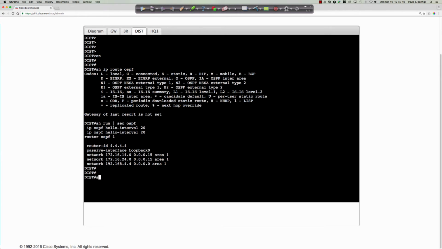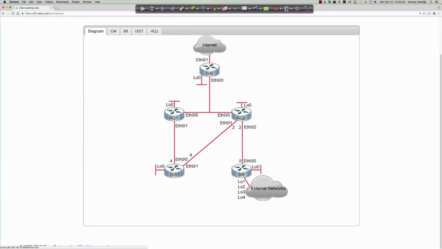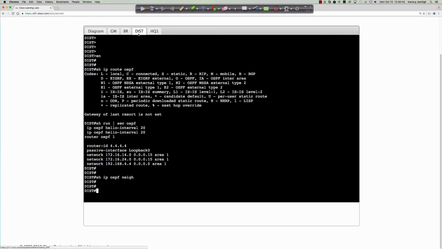The distribution router, show ip ospf neighbors. Yeah, so nothing going on here with router 4. So my guess is if we looked at HQ, and HQ has 2 interfaces, Ethernet 0/1. So let's take a look on HQ, show run interface Ethernet 0/1. And that's 172.16.14.1, and it's a /24, so that is actually set up on the distribution router, 172.16.14.0 area 1. That is also set up.